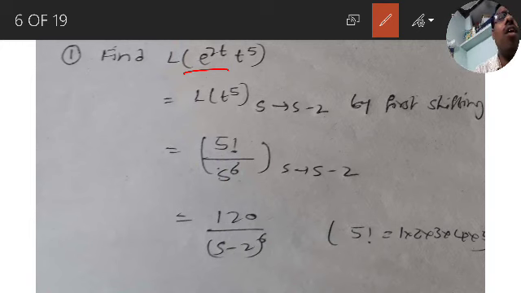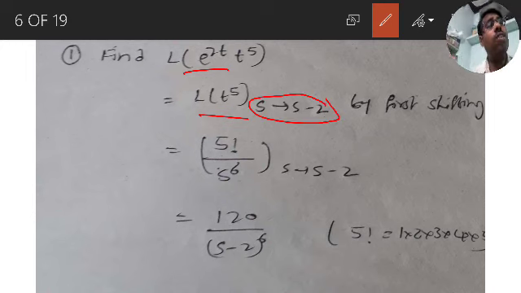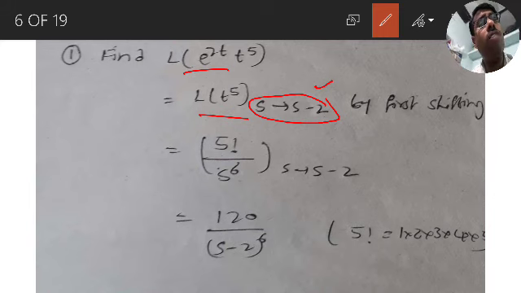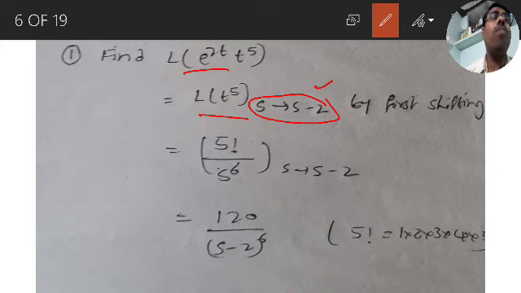So that is nothing but L of t power of 5, where s tends to s minus 2, by the first shifting theorem. The first shifting theorem says whenever the function is multiplied by the exponential e power of at, then replace s by s minus a; for e power of minus at, replace s by s plus a. Now here, e power of 2t, so we are replacing s by s minus 2. So what is L of t power of 5? We need to recollect the standard formula, L of t power of n. What is L of t power of n? It is n factorial by s power of n plus 1.